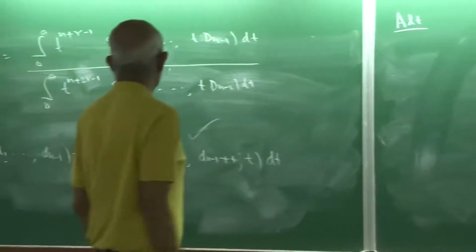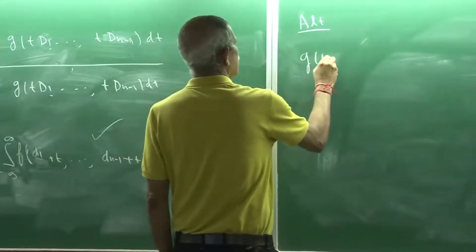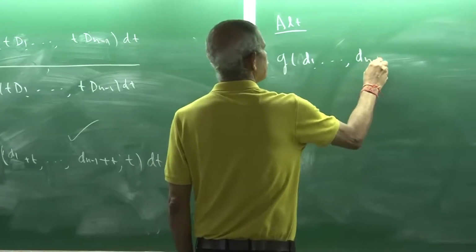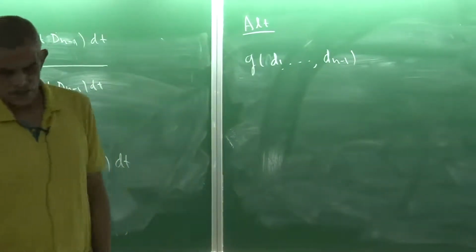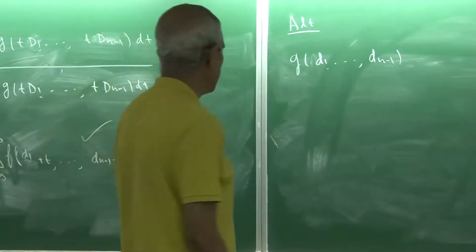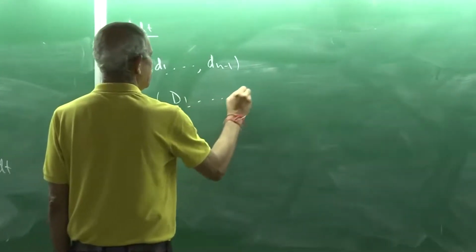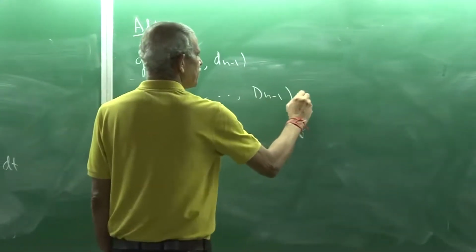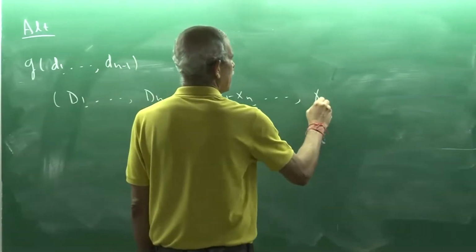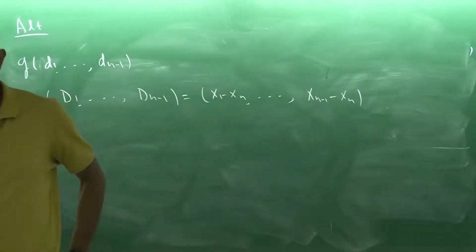So first let's try to see what is g of d1, d2, dn minus 1. In fact, this is the joint PDF of d1, d2, dn minus 1. If you look at it another way, it would be the joint PDF of d1, d2, dn minus 1, which is x1 minus xn, xn minus 1 minus xn.